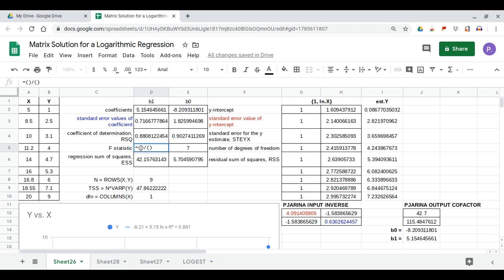So we calculate the F statistic, which is ESS divided by degree of freedom of the numerator, all over RSS divided by degree of freedom of the denominator. This completes our matrix solution for logarithmic regression analysis.